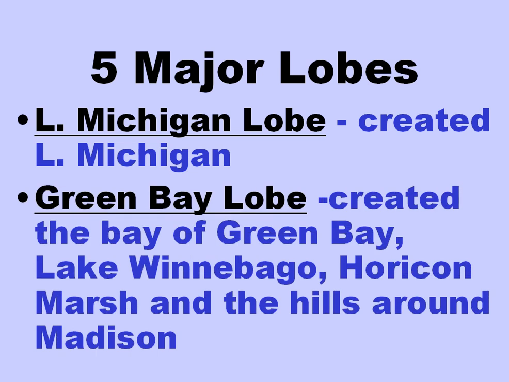Then we have the Green Bay lobe, and I'll show you a map of this, but this lobe came down and created the Bay of Green Bay, Lake Winnebago, Horicon Marsh, and the hills around Madison. If you've ever been to Horicon Marsh, it's a huge marsh, but that marsh once was a huge lake. And through succession, it's starting to fill in. And if you know anything about Lake Winnebago, it's not a very deep lake. It might be another Horicon Marsh in several thousand years as it starts to fill in.